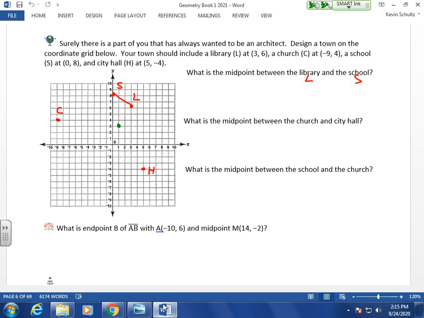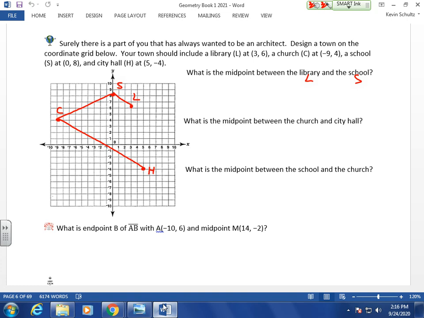So the reason why it's on a coordinate plane is not so you can just get the answer by looking at it, but so that you can check the answer that you get by plotting it and seeing if it makes sense. So you're finding the midpoint between the library and the school. You're finding the midpoint between the church and City Hall. So we're going to connect these two, find the midpoint there. You're going to find the midpoint between the school and the church. You're connecting points C and S. And I guess I didn't really care about the midpoint between the library and the City Hall, but we're not connecting that. Okay.